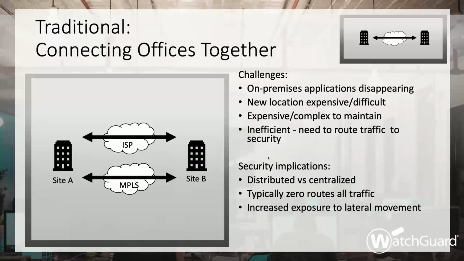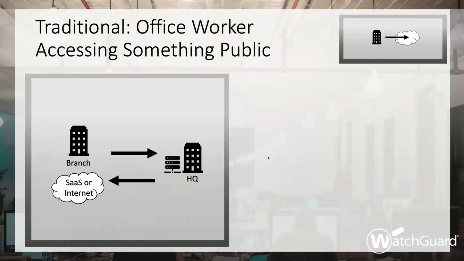So the second scenario I want to talk about is an office worker accessing something public, right? I'm in the office and I'm using Office 365. So I'm in the network and I'm going out to the internet, and here's what that looks like. Again, typically you'll have your security at headquarters or in the data center. I might be in a branch office, and that traffic is routed through that security and then out to the internet, maybe at the data center or headquarters.